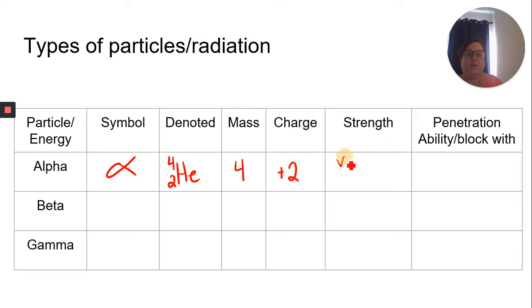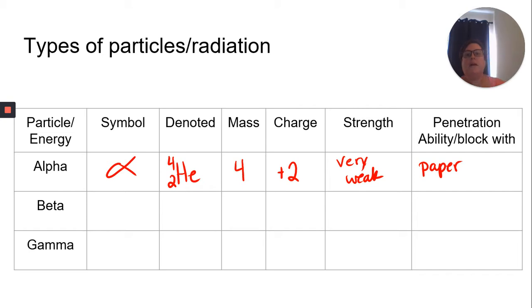Alpha is very weak. In fact, you're bombarded with alpha particles all the time from the sun, and it doesn't do you any harm. So to block alpha particles, all you really need is something as thick as a piece of paper. So you could block alpha just by anything that's the thickness of a piece of paper. So your skin can block alpha particles.